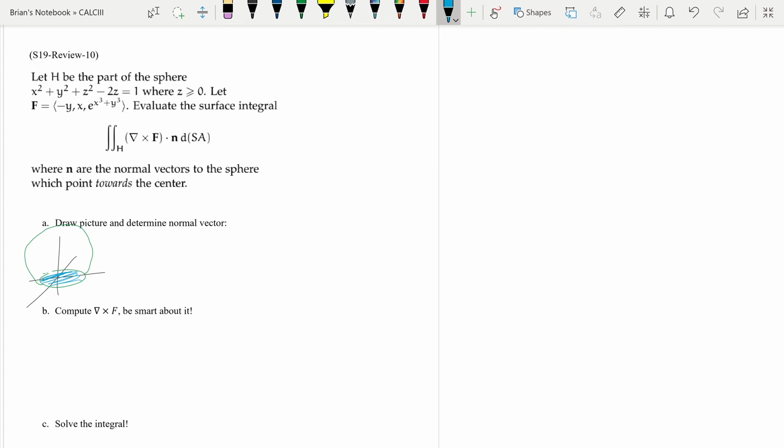You can see what the radius is. If z is equal to 0, then x squared plus y squared is equal to 1. So the radius is equal to 1. That's an easy problem. We still need to determine the normal vector. Obviously, it's either going to be straight up or straight down.